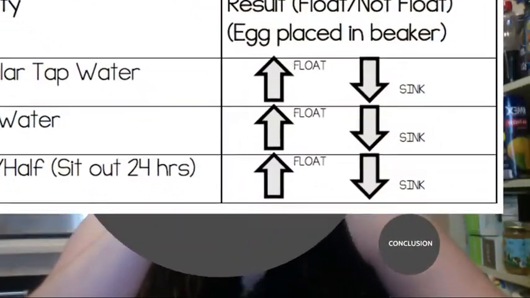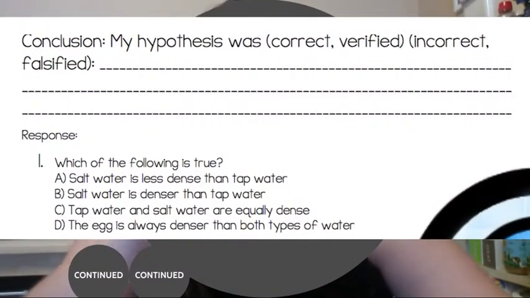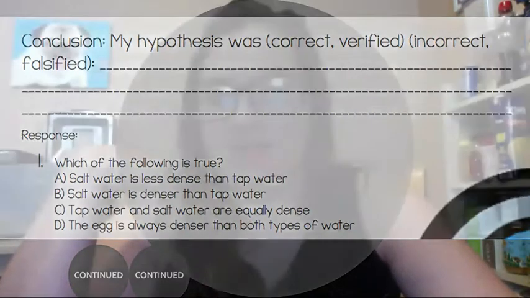All right, so let's make sure we answer all of our questions. So, was your hypothesis correct and verified or incorrect and falsified? And respond to the questions, which of the following is true? Salt water is less dense than tap water. Salt water is denser than tap water. Salt water and tap water are equally dense, or the egg is always denser than the type of tap water.